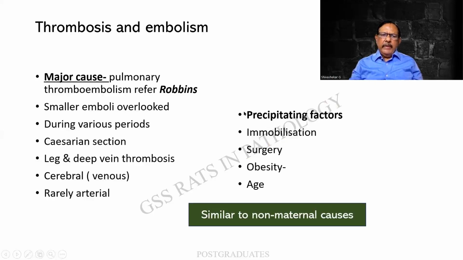The precipitating factors in such thrombosis and embolism are, as you all know, immobilization. Surgery, any major surgery can be there. Obesity of the patient and age. So very simple, very common. So I will not be going too much into the details of it. In fact, look at this box. They are all similar to the non-maternal causes. Thrombosis and embolism.